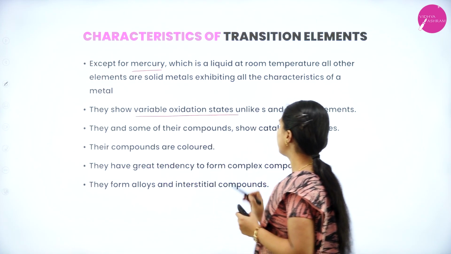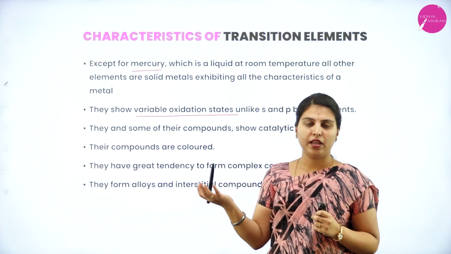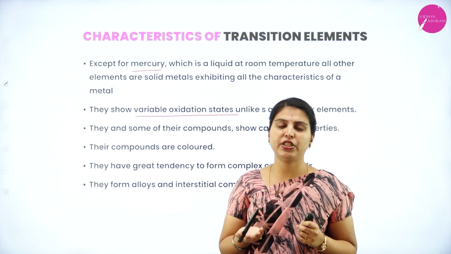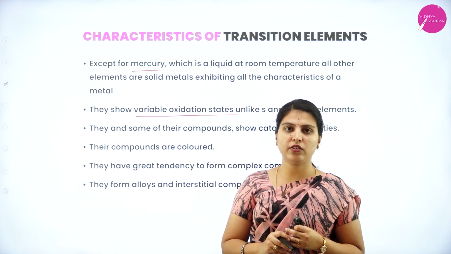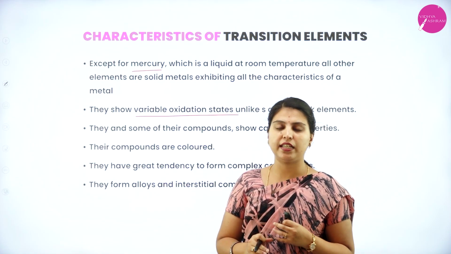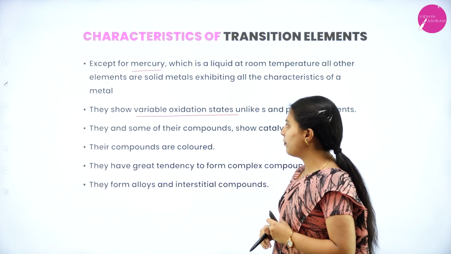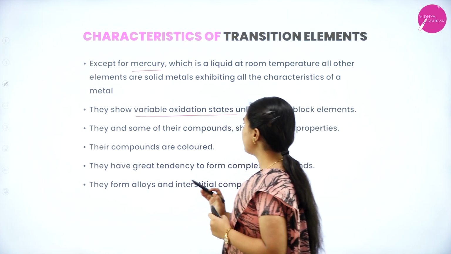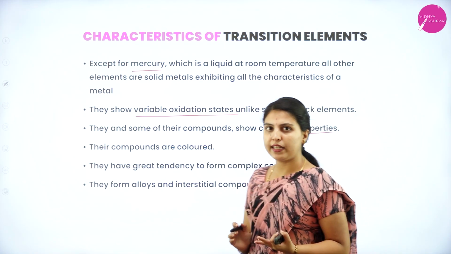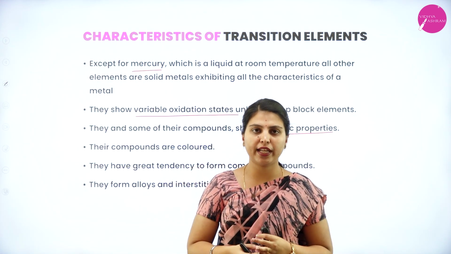They show variable oxidation states unlike s block and p block elements. S block and p block elements have different kinds of oxidation states, with a little bit of constant oxidation state, but in the d block elements there are variable oxidation states. So +5, +6, +7, like that various oxidation states you can observe. Some of their compounds show catalytic properties. You know what a catalyst is? It is used in a chemical reaction to enhance the rate of the reaction.